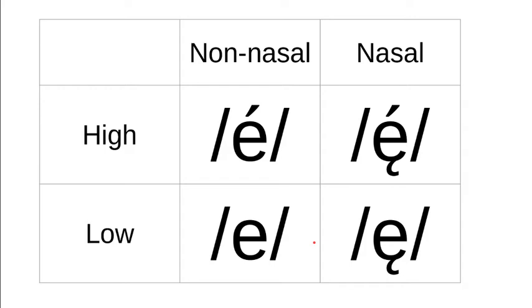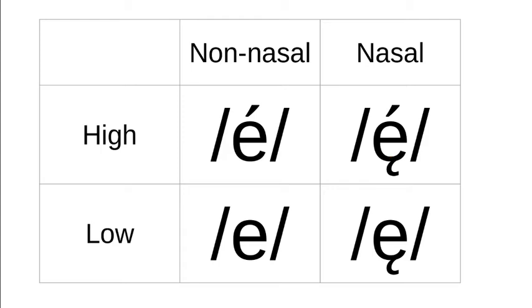And you can actually do both at once. You could have a high-tone nasal e. To have both, you have the tone mark and the nasal mark. Now, the neat thing about these languages is that they do have a nice way of writing it.